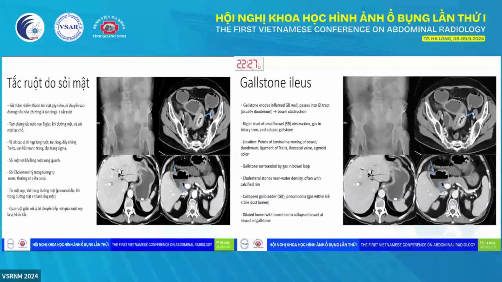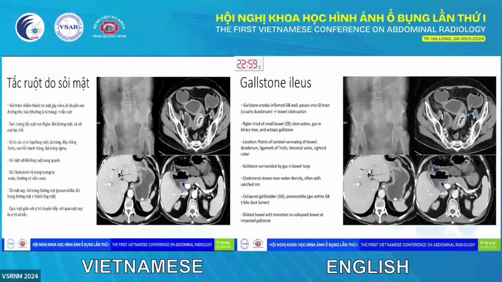There's a classic description of Rigler's triad, which comprises small bowel obstruction, aerobilia, as well as ectopic gallstone seen within the bowel loops. And normally this gallstone is located in points of luminal narrowing within the bowel loop, typically seen either in the duodenum, the ligament of Treitz, the ileocecal junction, or in the sigmoid colon. Typically, the gallstone can potentially be surrounded by gas within the bowel loop, although that's variable in appearance.